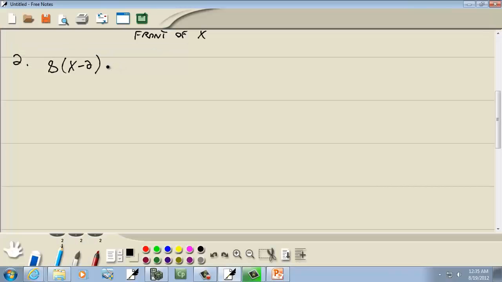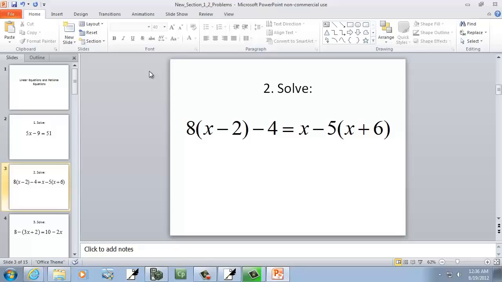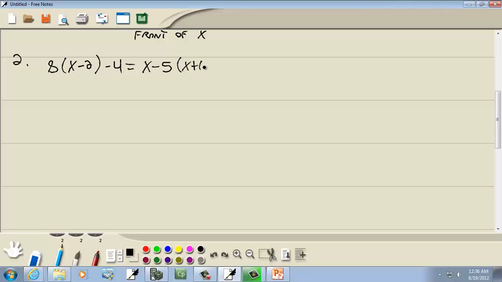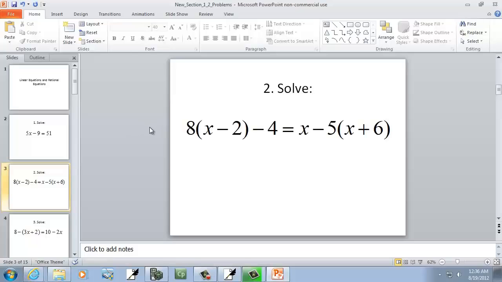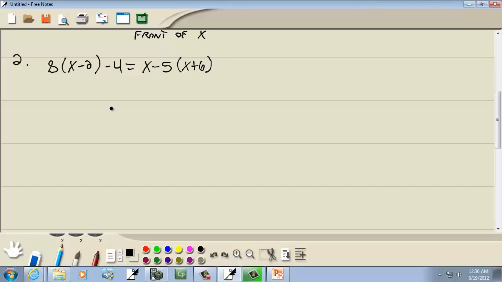8 times x minus 2 minus 4 equals x minus 5 times x plus 6. Okay, I got everything. First step, get rid of parentheses. And we have parentheses in this one. This 8 right next to parentheses indicates multiplication. So we're going to take the 8 and multiply it times the x and times the negative 2. And over here we'll take the negative 5 and multiply it times the x and multiply it times the 6.